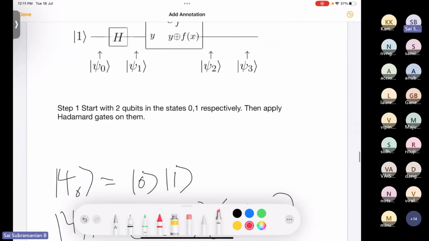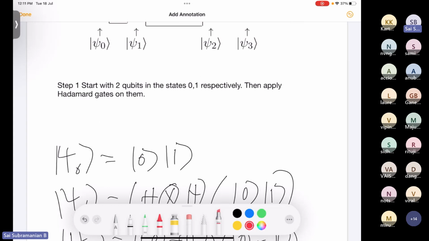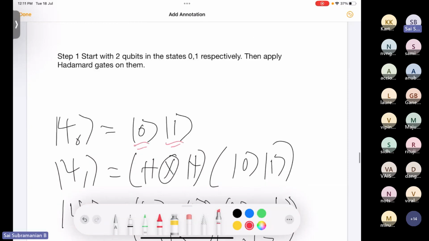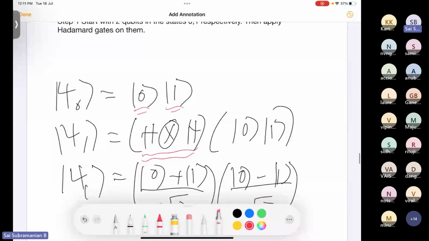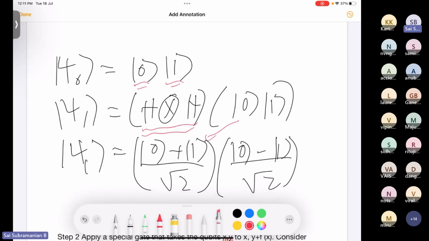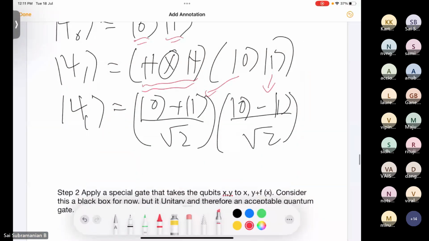So step 1, this time we're starting with 2 qubits in the states 0 and 1. The first qubit is in state 0, the second qubit is in state 1. Then we apply Hadamard gates on both of them, so I've written Hadamard tensor product Hadamard. What I mean is, I'm applying a Hadamard gate on the first qubit and a Hadamard gate on the second qubit. It takes 0 to 0 plus 1 by root 2 and 1 to 0 minus 1 by root 2. So now we have our 2 qubits in this state. This is still a product state, there's no entanglement or anything. The first qubit is in this state, the second qubit is in this state.